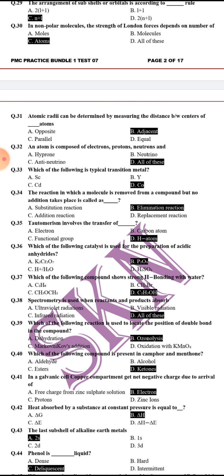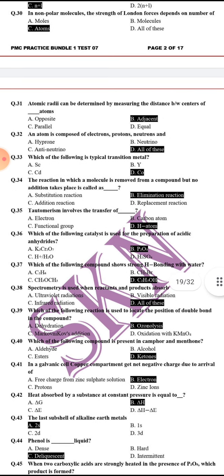Question number 38. A spectrometer is used when reactant and product absorb ultraviolet radiation, infrared, visible. Okay, all of these. The correct option will be delta, all of these. Question number 39. Which reaction is used to locate the position of a double bond in the compound? Ozonolysis. Which compound is present in camphor and menthol? Aldehyde, alkyl. The correct option will be ketone.